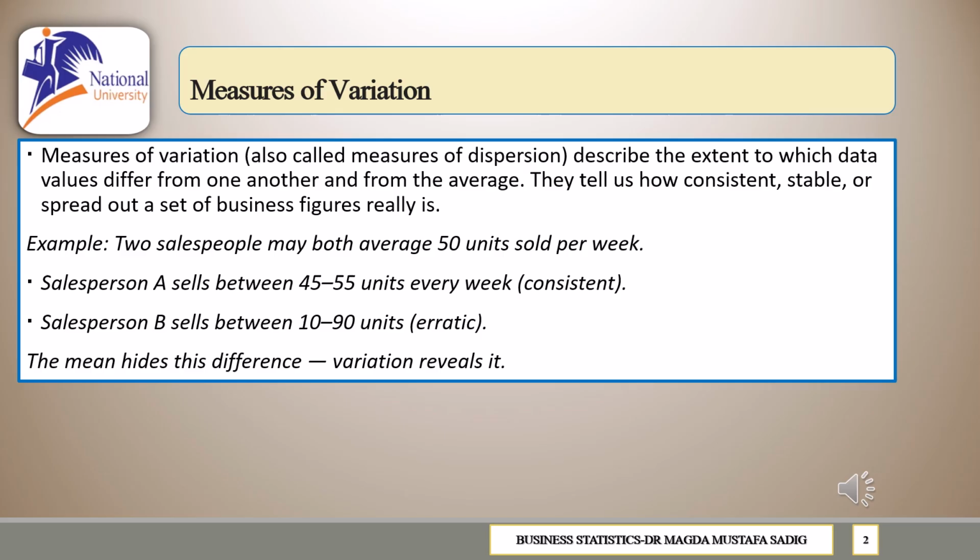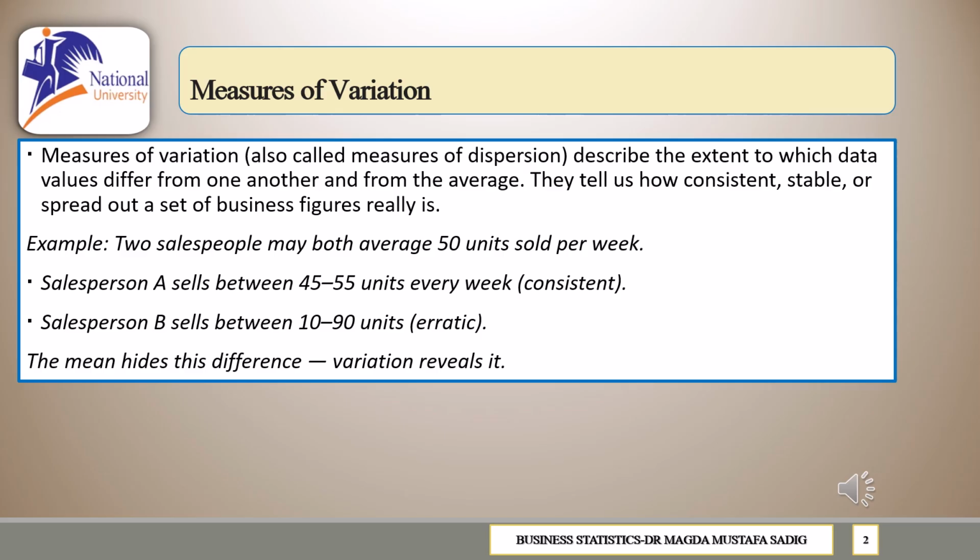They also help us answer questions such as, are the values close together? Are they very different from each other? Is performance stable? Is there a large amount of fluctuation? Let us look at the example on this slide. Suppose we have two salespersons. Both have an average weekly sales figure of 50 units. At first, we may think that their performance is the same because their mean is the same.